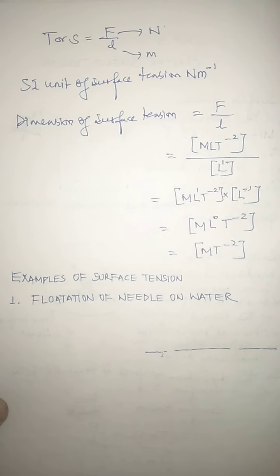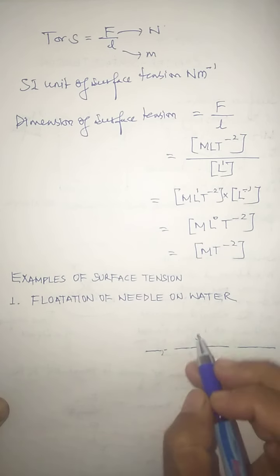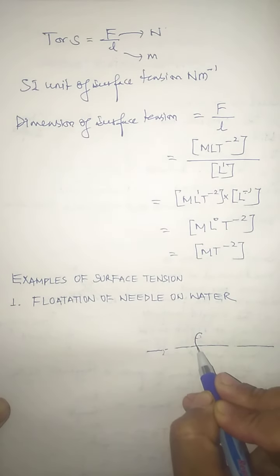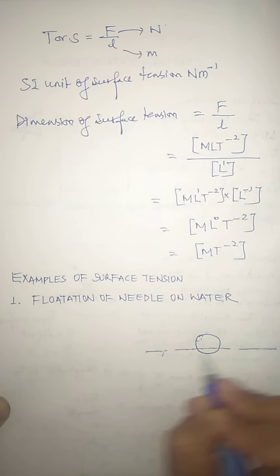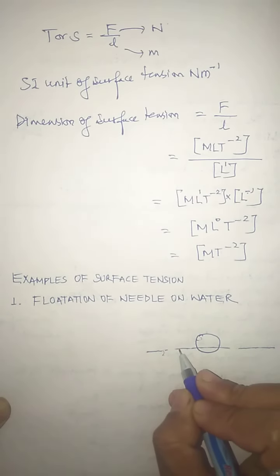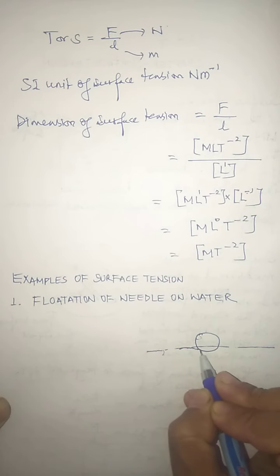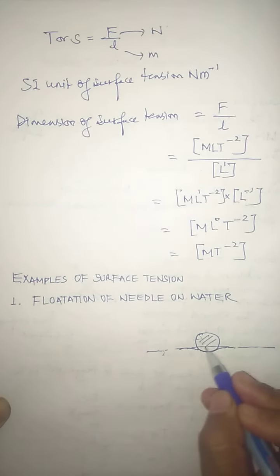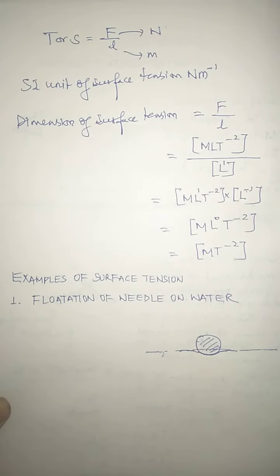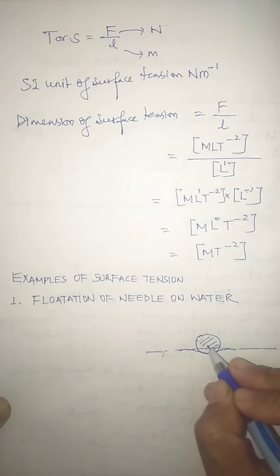The needle which is placed on the surface of water produces a depression. If you see the diagram, suppose this is our needle. This needle, which is in contact with the surface of water, produces a depression like this. That means the surface of water which is in contact with the needle has a depression.